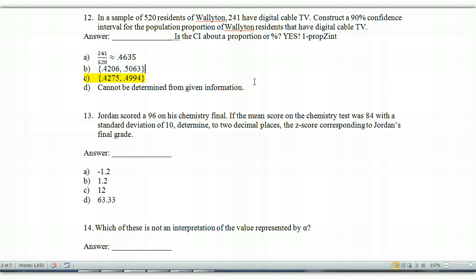Alright, so that's the first 12 on the practice exam. Part 2 will have the rest of the multiple choice part.